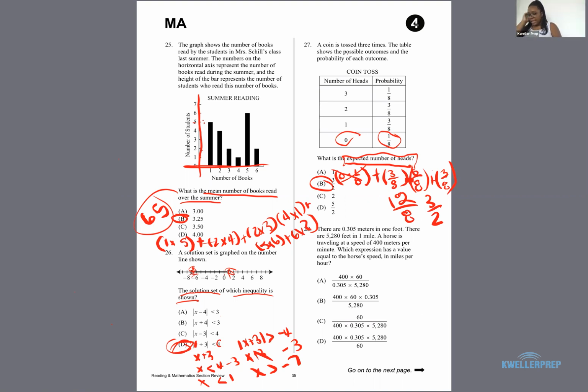Now, again, expectation is something that you have to sort of memorize. Whenever you're told to find the expected value of something, you multiply the probability by the outcome that has that probability. You multiply them together, then you add all of those values up in order to find the expected number.